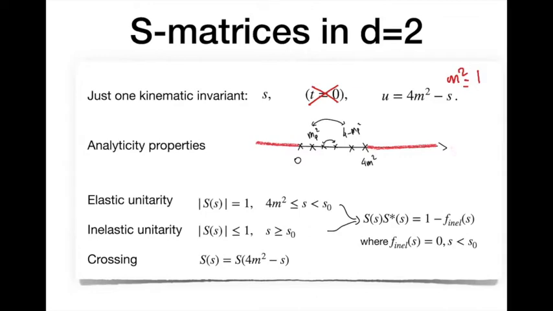For those S matrices, elastic unitarity is the statement that S is exactly a phase between 4 and S0. What I call S0 here, I was calling 16m squared before. It turns out it can be whatever number. It doesn't matter for the numerics. It's all the same, so let's just keep S0 for now. Past S0, other channels open and the S matrix is not just a phase anymore. And crossing is just that S of s is S of 4 minus s.